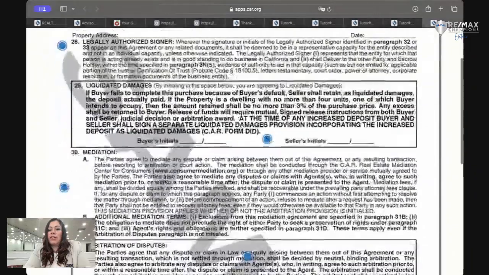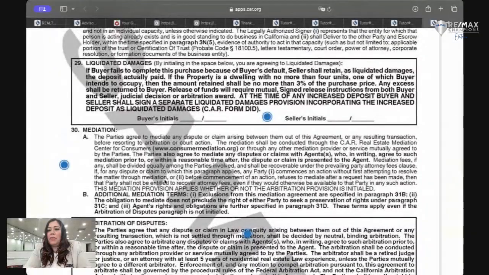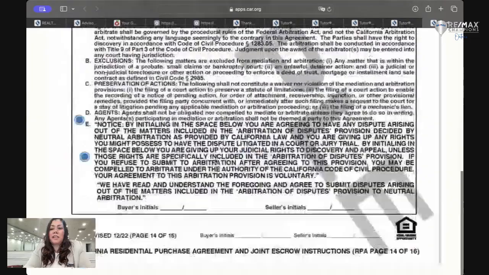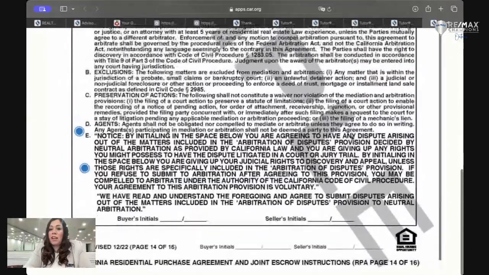And then the liquidated damages clause. This is important, especially, well, if you're a buyer's agent, it's not, because you don't want them to keep your deposit. But if you're a seller's agent, you want to make sure that this is initialed. That liquidated damage clause is definitely initialed, because sometimes they'll try not to initial that.